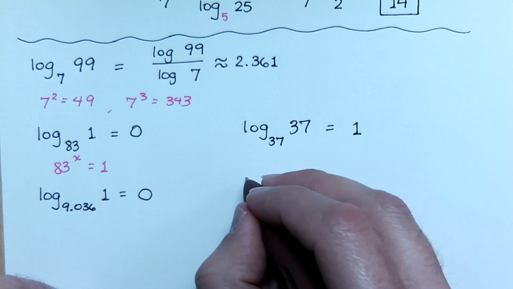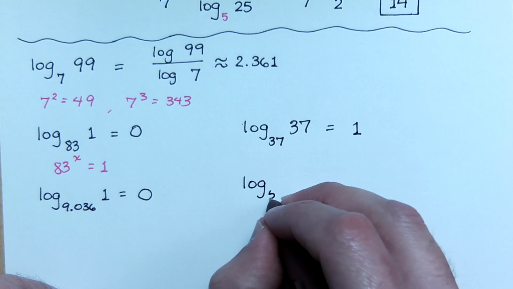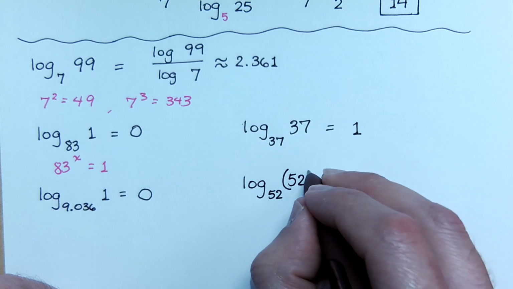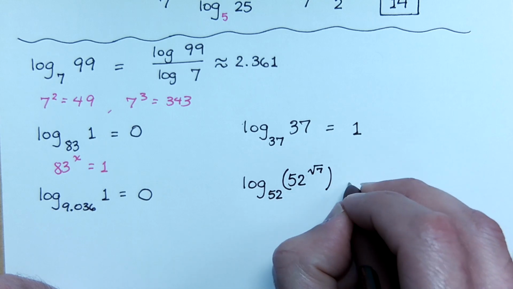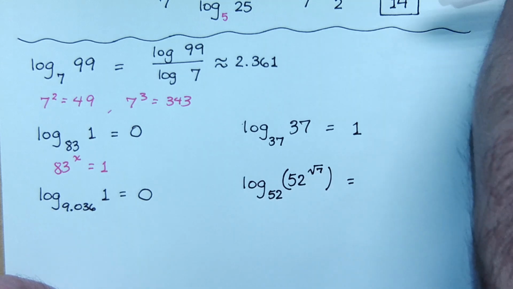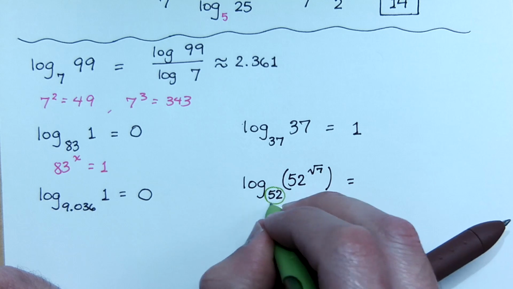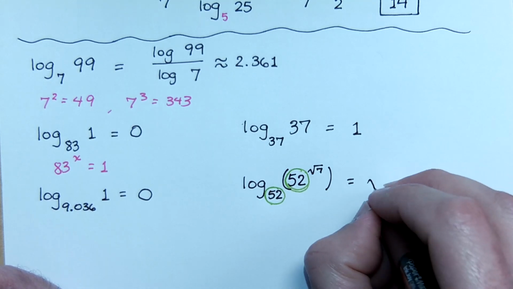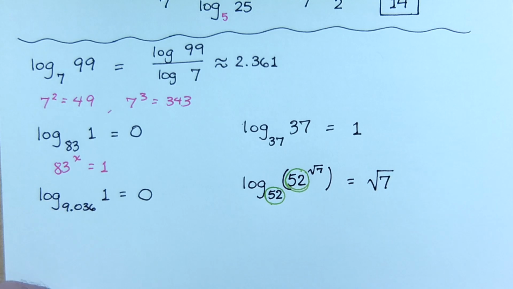And I could go extra crazy here, and I could say, all right, hotshot, what's log base 52 of 52 to the square root of 7 power? It's power, so that means you bring it to the front of your log. You could bring that power to the front, but here's the thing I really want you to see. The base of your log is 52. The base of this expression is also 52. The theorem on inverses says that those guys basically cancel out, leaving you with what? The square root of 7. Right? Isn't that cool? It's like you don't even have to do any work.